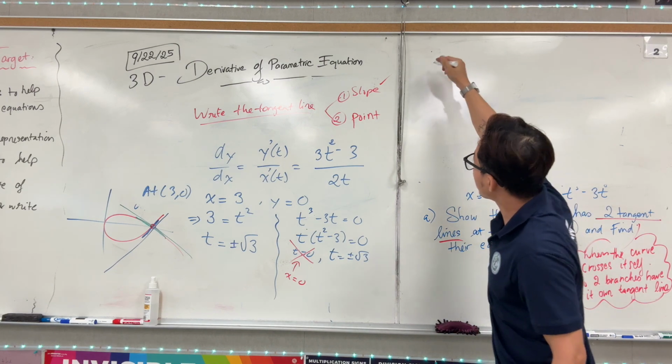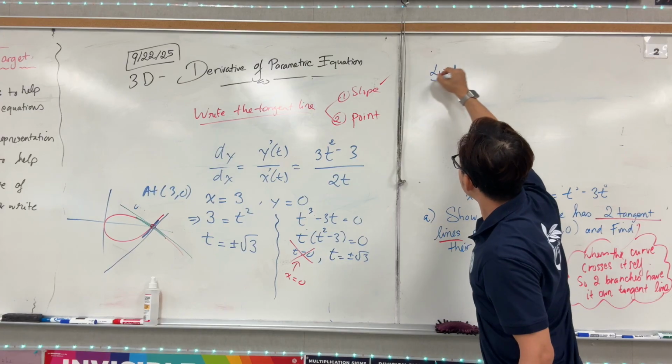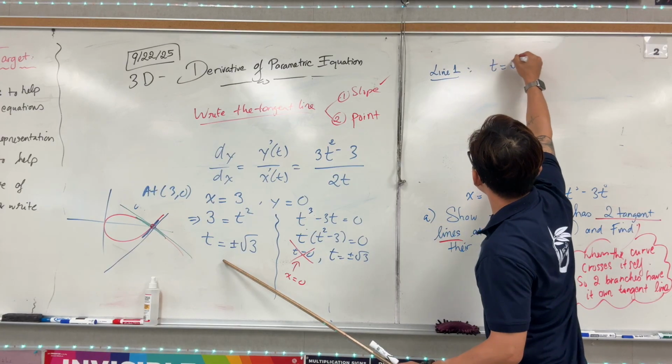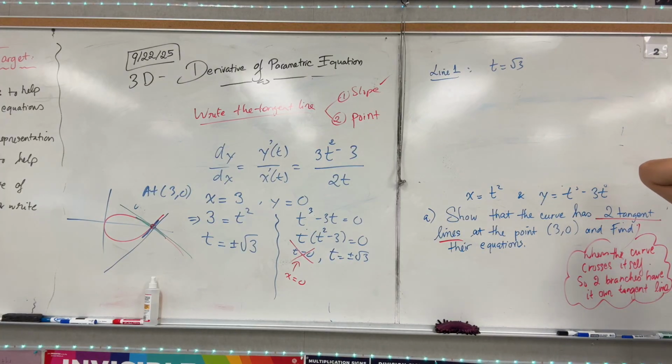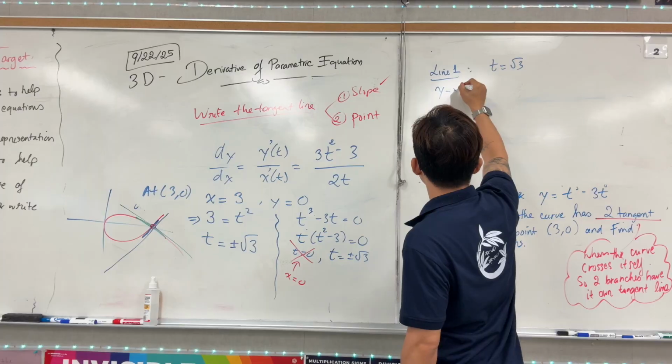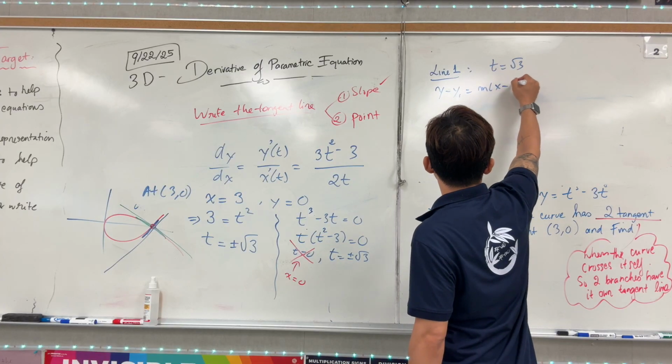What else? Okay, so we have two lines, right? So line number one, let's do t equal to square root of 3. So what are you going to do next? You know the slope. You know the point. What are you going to do? Point slope, that's right. y minus y1 equal to m times x minus x1.